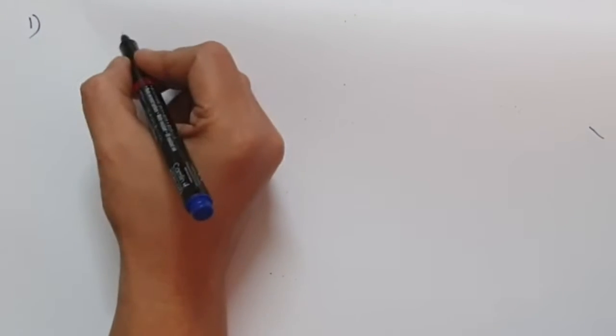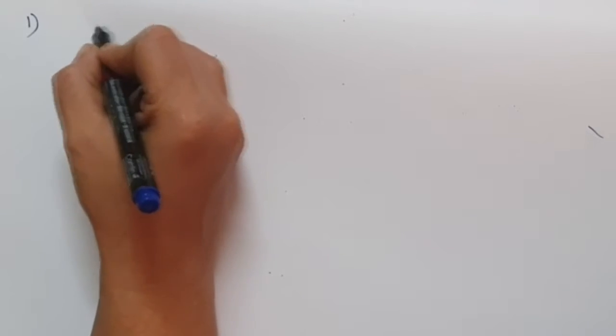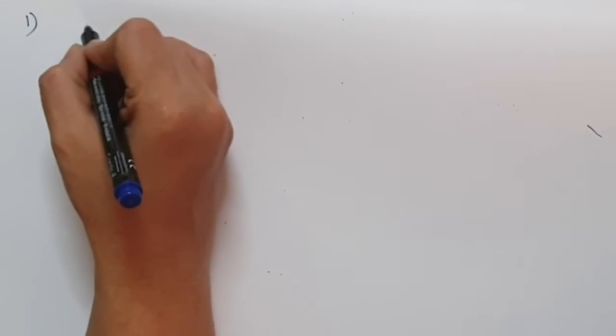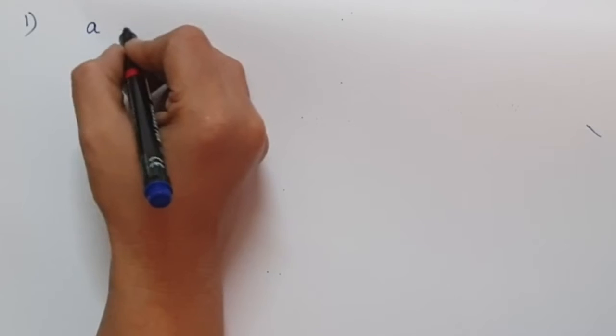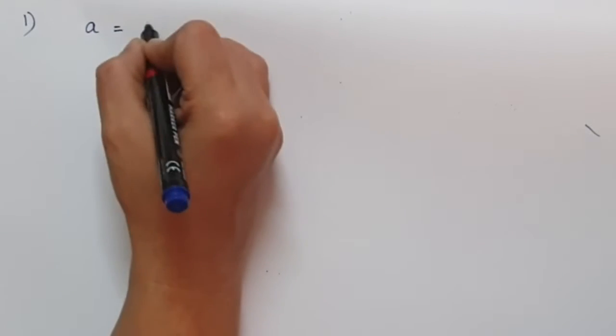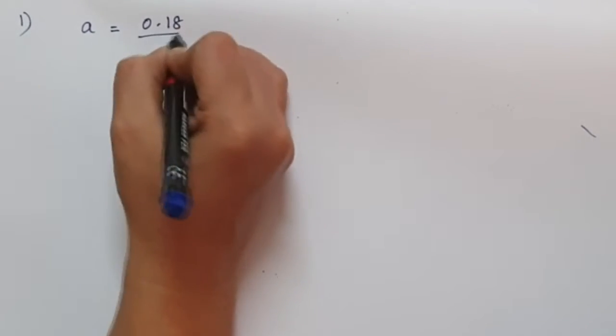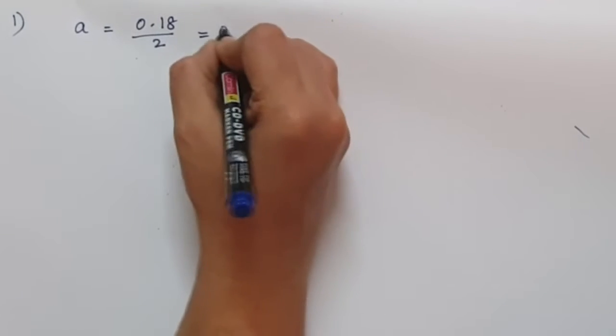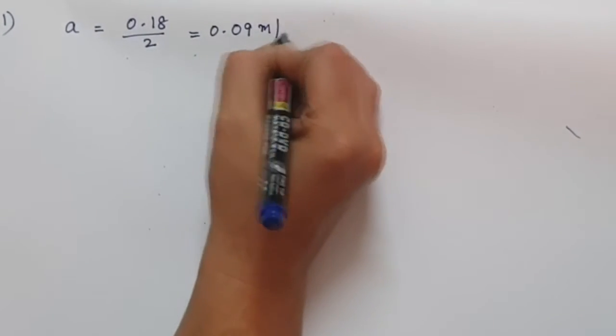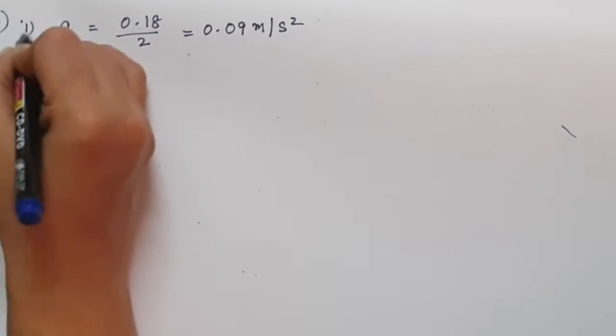The first question: in a velocity time graph, the gradient is the acceleration. So now, in order to find our acceleration, we'll just find our gradient, that is 0.18 divided by 2. That is 0.09 meter per second squared. This is the first part.